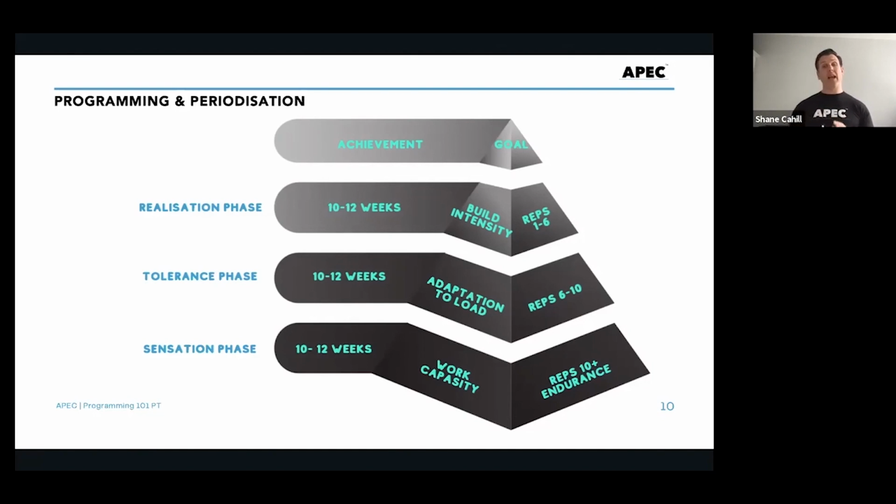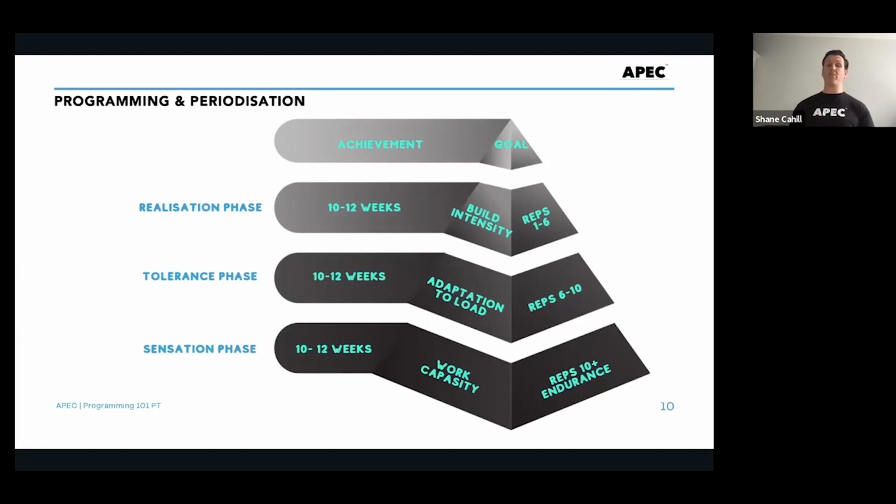This phase normally lasts 10 to 12 weeks. It can be shorter, it can be longer. That is very much dependent upon you as a coach to be able to analyze and check the progressions of your client. The sensation phase really sensations towards movement and movement quality. You're building the foundation that the client needs to progress on, and the repetition range tends to be very high, 10 and above, and it's all endurance based.